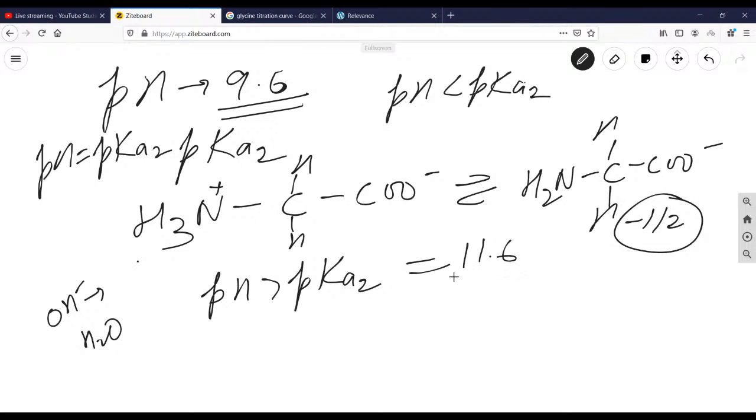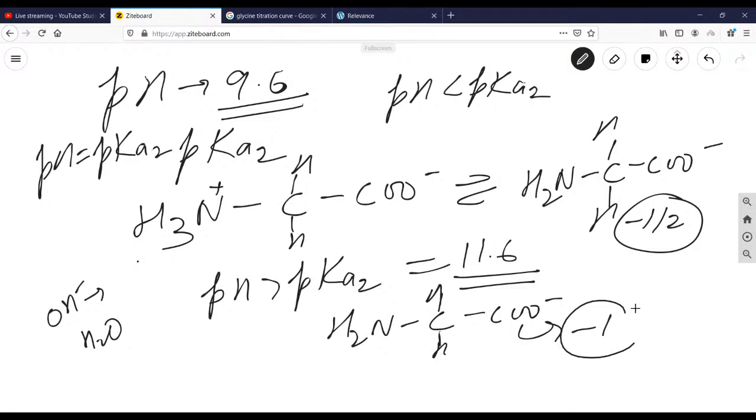And then when you go to the highest pH, whatever was not deprotonated will be deprotonated, because pH is high, OH minus is high, and you need to reduce the number of OH minus ions. So everything will become like this.